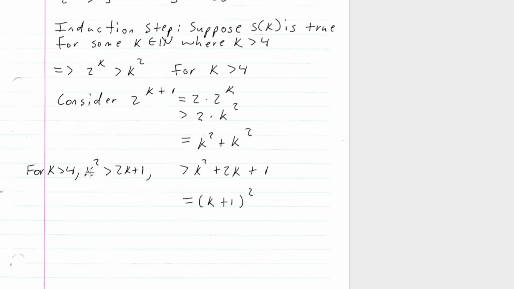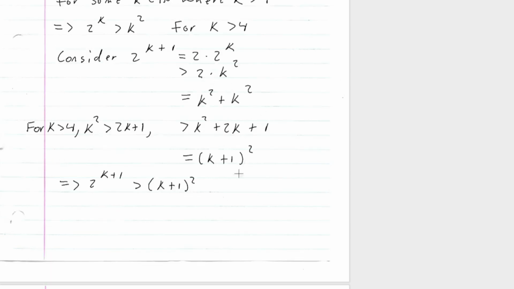Because if you were to plug in 5, 5 squared is 25, and 2 times 5 is 10, plus 1 is 11. So at least for k bigger than 4, k squared is bigger than 2k plus 1, which is what I needed to get my (k plus 1) squared. So this shows that 2 to the k plus 1 is bigger than (k plus 1) squared for k bigger than 4. So this implies that the statement involving k plus 1 is true.